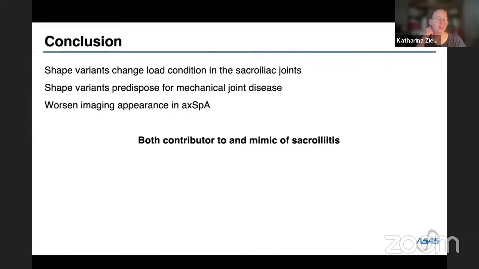So as a bottom line, I would say anatomical variation of the sacroiliac joint is both a contributor to and a mimic of sacroiliitis. And if you only take one thing with you from what I talked about for the last 15 minutes, if you interpret sacroiliac joint scans, just take a second and look at the shape of the joint. And if you see bone marrow edema, if you see sclerosis, do look, is there maybe a nudge? Is there maybe another explanation for any kind of imaging lesions? And with that, I conclude the lecture part.